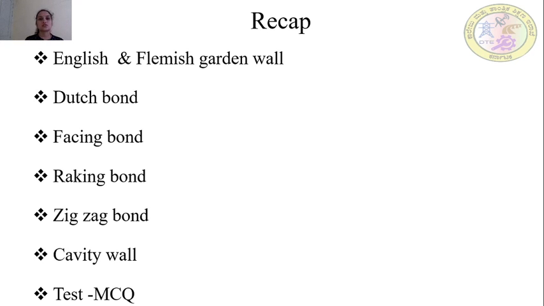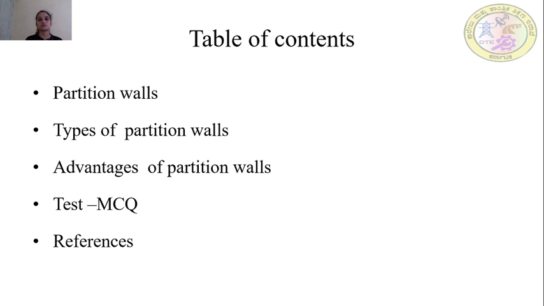So, in the previous session, that is session 5, we have discussed English and Flemish garden wall, Dutch bond, facing bond, raking bond, zigzag bond, cavity wall, and multiple choice questions. So, in this particular session, we will be discussing partition walls, types of partition walls, advantages of partition walls, multiple choice questions and references.